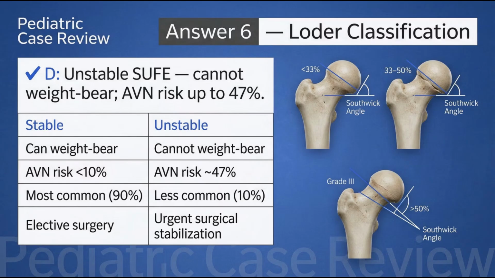Stable slipped upper femoral epiphysis means the patient can weight bear with or without pain and carries an avascular necrosis risk of less than 10%. It accounts for 90% of cases. Unstable slipped upper femoral epiphysis means the patient cannot weight bear at all and carries an avascular necrosis risk of approximately 47%. It requires urgent surgical stabilization. The Southwick slip angle, measured on the frog leg lateral view, grades severity as mild below 30 degrees, moderate between 30 and 50 degrees, and severe above 50 degrees.